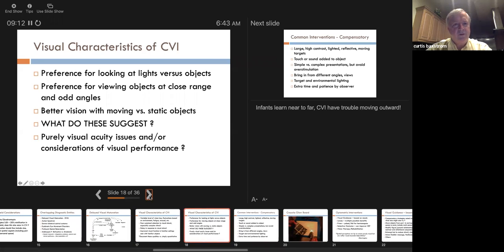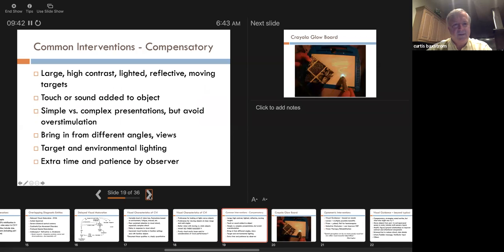There's also a preference for looking at lights versus objects, and a preference for viewing objects at strange angles and such. Remember that if I'm overwhelmed with visual stimuli and I turn my head away, I reduce a lot of the environment and I may be able to pick up the target easier. And also better vision with moving targets. That's the big key. Generally, most of these patients, we find that if we can get them to pay attention to motion, then we get them oriented to the targets. So again, this is not just purely a visual acuity level, but also visual performance.